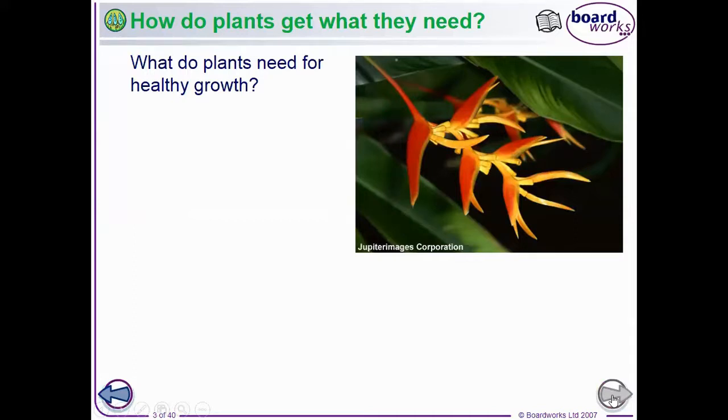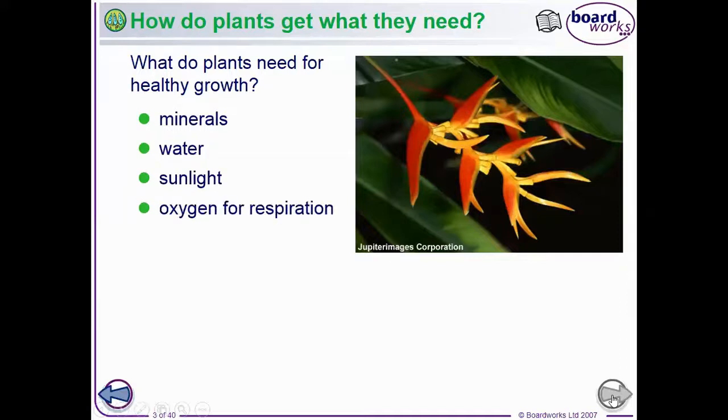So, plants we know are living organisms just like the human and the animal kingdom, and they require certain substances in order to stay alive. So how do the plants get what they need in order for healthy growth? Well, we know plants need minerals, they need water, they need sunlight, they need oxygen for respiration. And of course, they need carbon dioxide for photosynthesis.